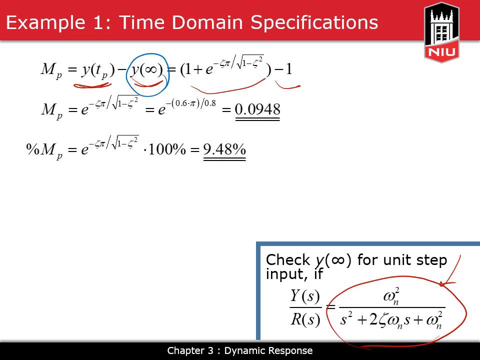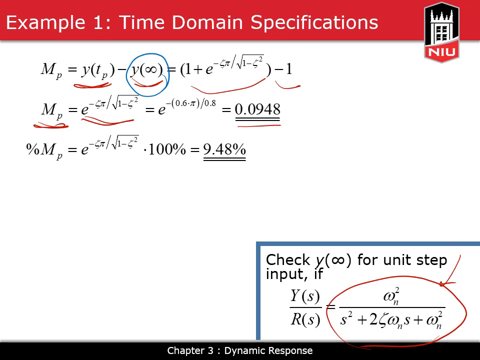So the maximum overshoot can be found based on the formula we had. Just plug in the value of zeta. This is the answer, 0.09. So that is the amount of overshoot. If you want that in percentage, just multiply that by 100%.